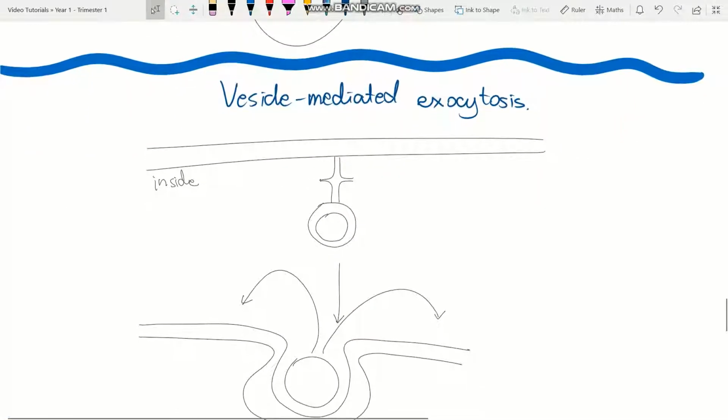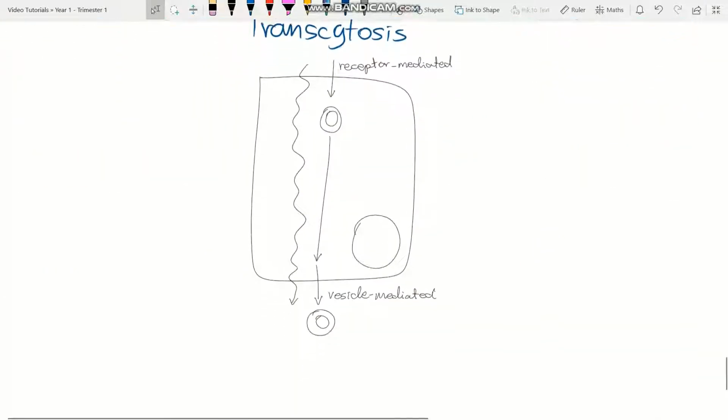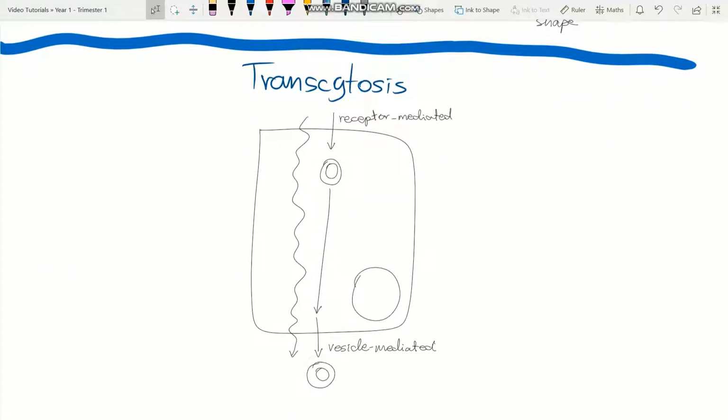And finally, vesicle-mediated exocytosis involves a vesicle fusing with the plasma membrane in order to involve the expulsion of a particular substance out of the cell. And finally, transcytosis is simply the movement of a substance into the cell through receptor-mediated endocytosis and movement outside of the cell through vesicle-mediated exocytosis. So this is active transport in a nutshell.